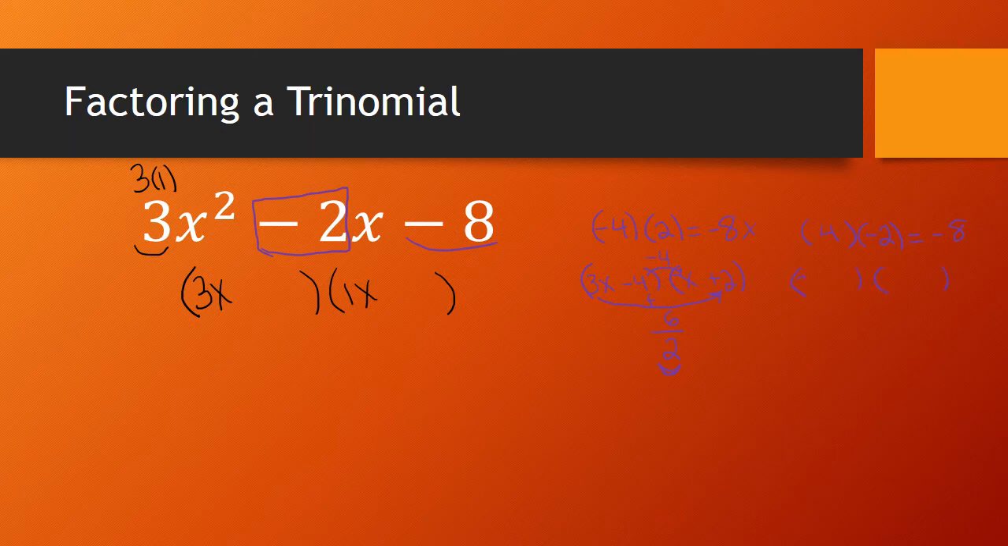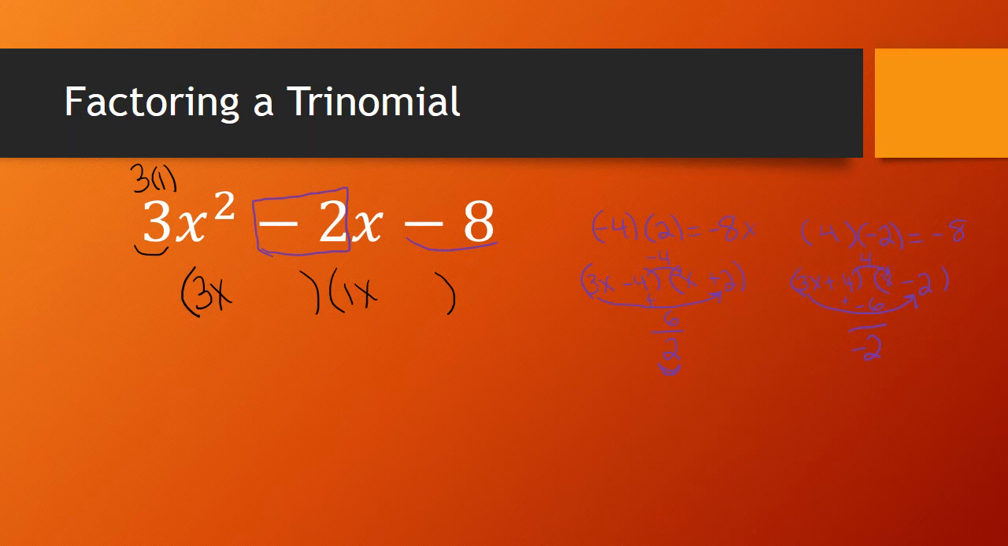So I have 3x plus 4 and 1x minus 2. Now, when I multiply the inner numbers, 4 and 1, I get 4. And when I multiply the outer numbers, I get 3 times negative 2, which is negative 6. Now, when I add 4 to negative 6, I get negative 2, which is exactly what I want to have.